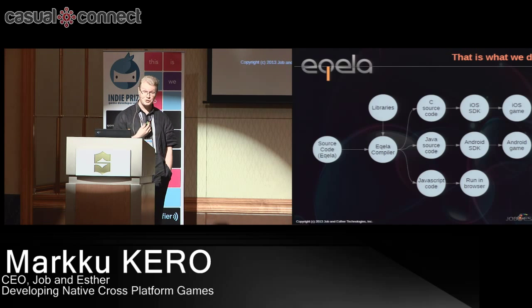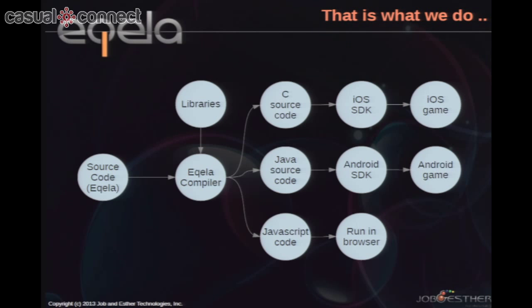Full disclosure, that is what we do at Job and Esther Technologies. We produce a tool called Ikela that does exactly that. We convert programming languages. The source code is fed to a compiler that we make, and it produces source code for JavaScript, Java, or C, or Objective-C in this example.